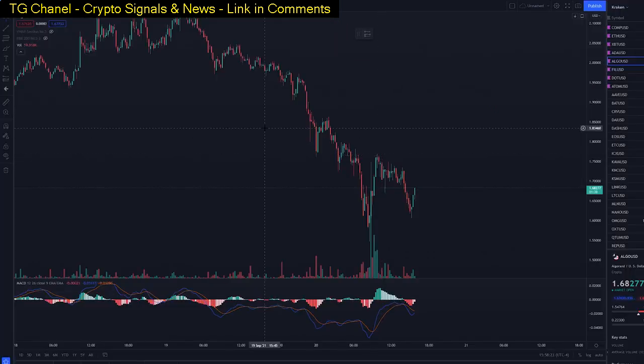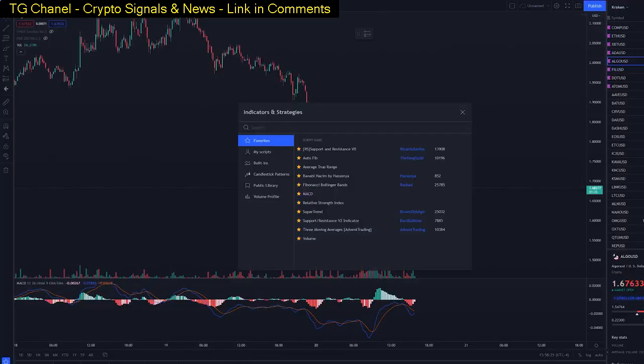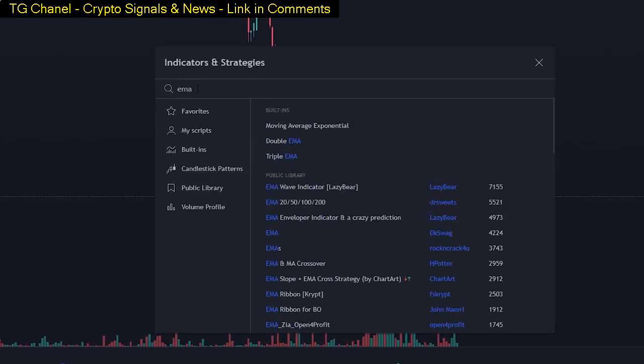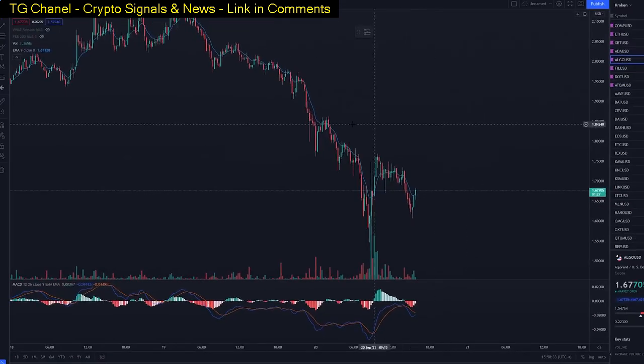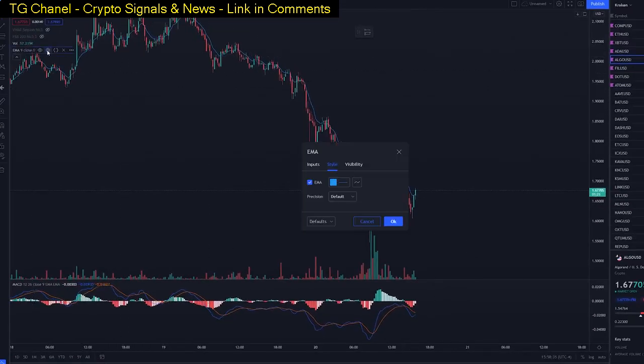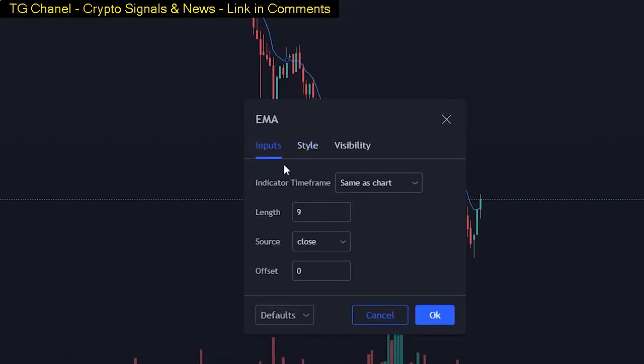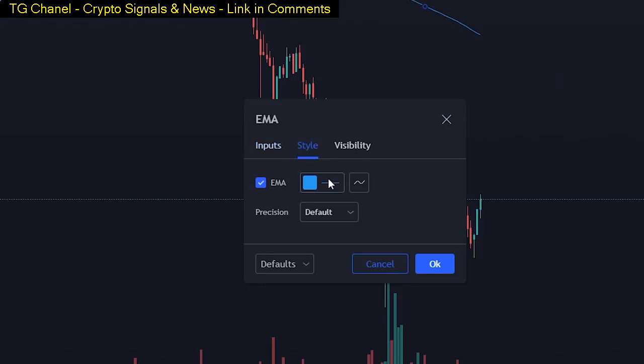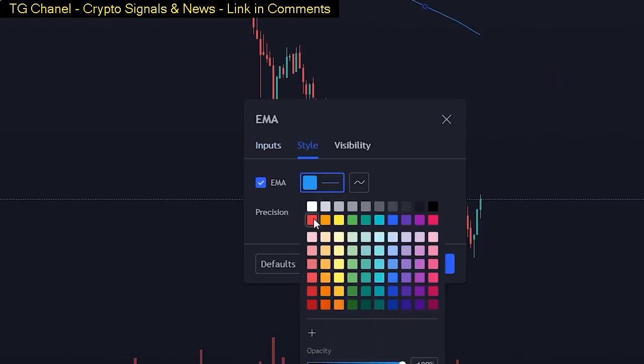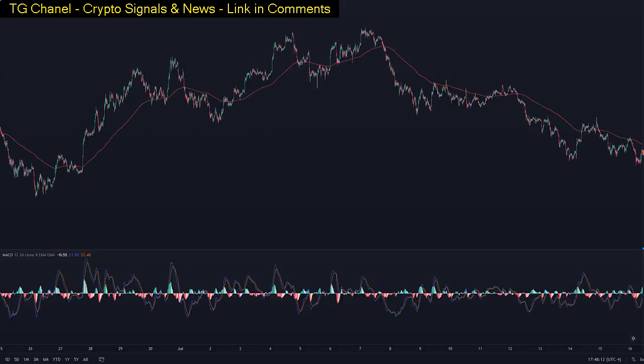To do this, you're going to go to the indicators tab on TradingView and type in EMA, which stands for exponential moving average or moving average exponential. Click the top one. Then you're going to go here, click the settings of the EMA, and go to inputs and change the length to 200, which is going to make it a 200 exponential moving average. Then you're going to go to style, and I like to make mine red, but you can make it whatever color you want. Once we have the EMA indicator added, you'll see just a single line.